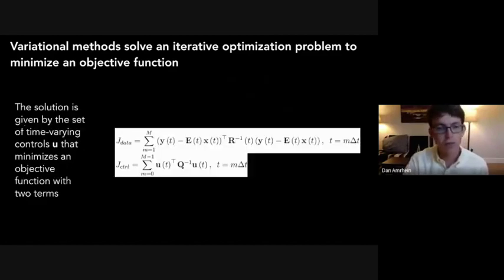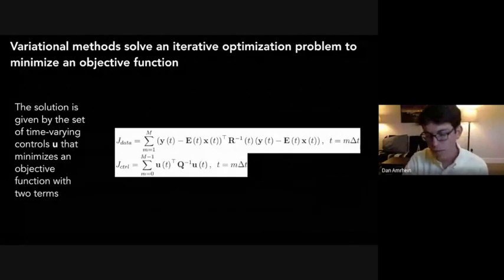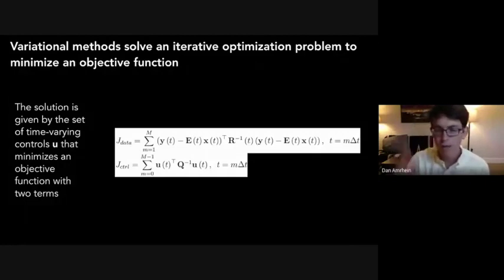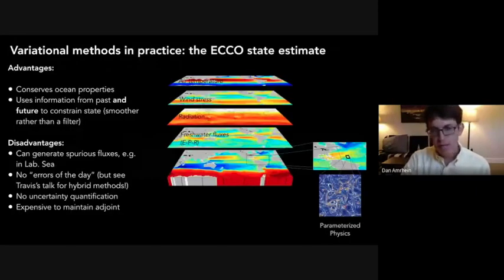The solution of control variables is given by the set of time-varying controls that minimizes an objective function with two terms. Basically, you want the model to fit the data, but you don't want the control adjustments to be too big. So you don't want the wind stress to have to be 10 times its climatological size. And so this variational approach is an example of 4D-Var because it's computed over the time history of observations. It's 3D-Var if it's just done one time at a time.